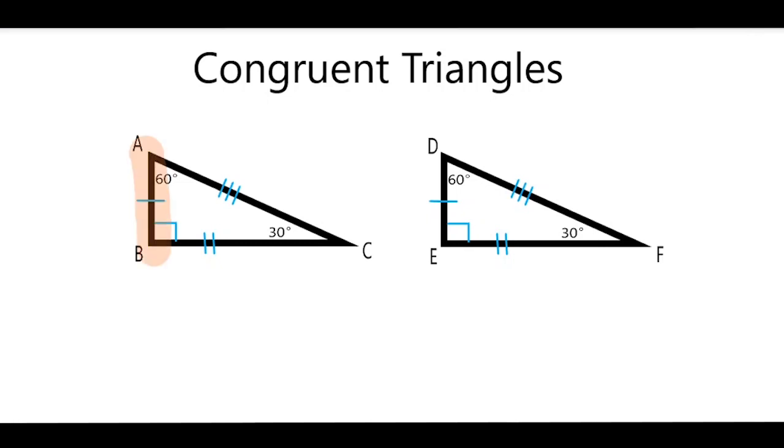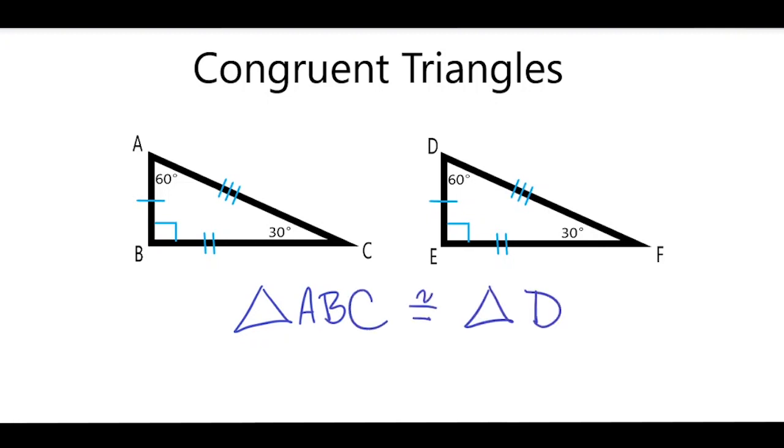Line segment AB is congruent to line segment DE. Line segment BC is congruent to line segment EF. And line segment AC is congruent to line segment DF. So that means that these two triangles are congruent, and we would write it like this. Triangle ABC is congruent to triangle DEF.